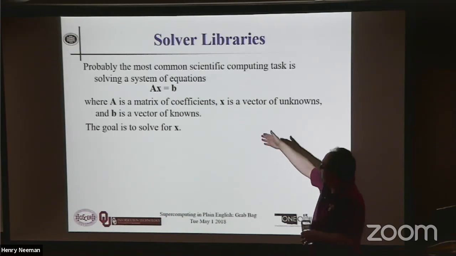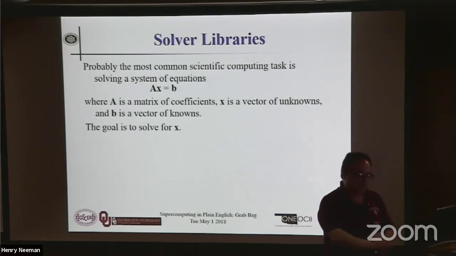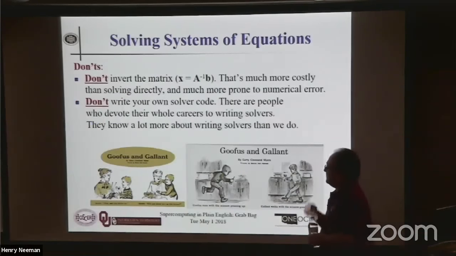Matrix of coefficients, vector of unknowns, vector of knowns. Very straightforward, solve for x. Good old stuff.